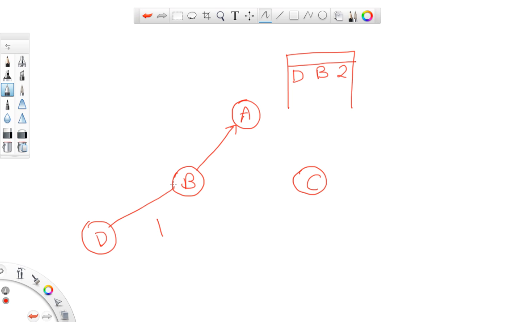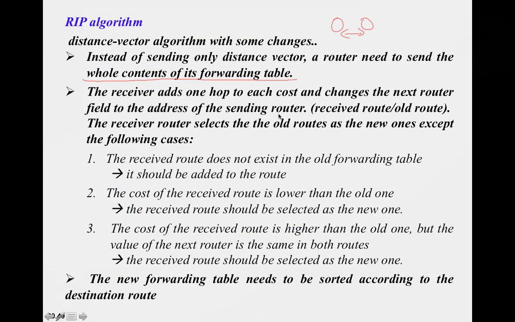So the entries that it receives from B, this is how it will update that entry. It does not have a route for D, so when it sees the route of D coming from B, it will put the next router as B, and it will update the number of hops as 2. So the receiver will add one hop to each cast and changes the next router field to the address of the sending router. Okay?